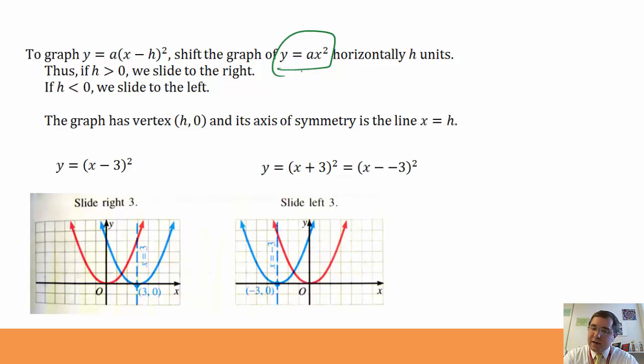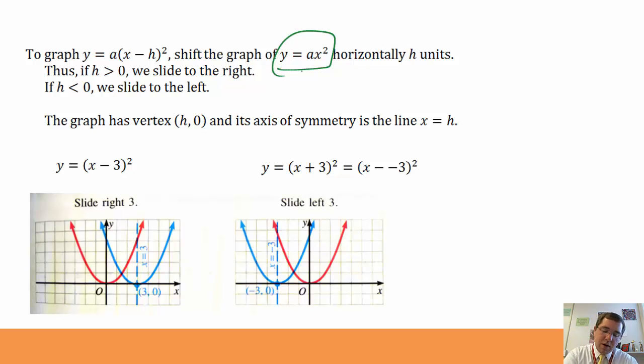If h is positive, so if we're taking x minus 2, we're going to slide to the right by 2. If h is negative, so we're doing x minus negative 3, which is really x plus 3, we're going to slide to the left. So it's sort of counterintuitive. The graph will have the vertex at h, 0, because it's been moved from 0, 0 over by h units. So it's now going to be at h, 0. And its axis of symmetry is the vertical line x equals h.